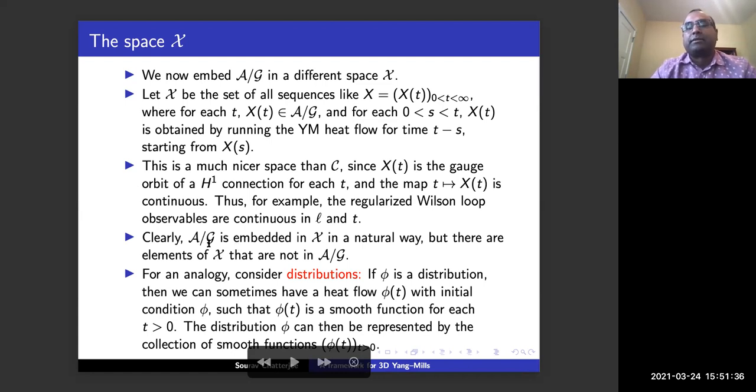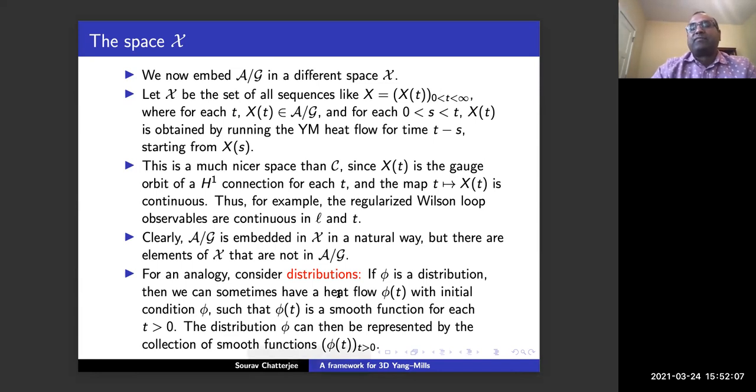So you see, if you take, let's say, an element q in this quotient space A/G, then qt is defined for every t bigger than 0, and this flow qt, for t between 0 and infinity, is an element of this space script X. So at least A/G is contained in X. That's the natural embedding of A/G in X.